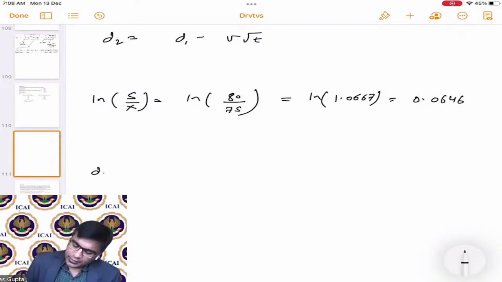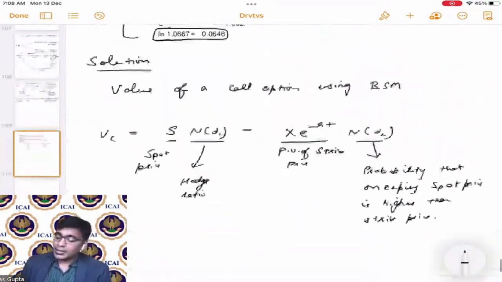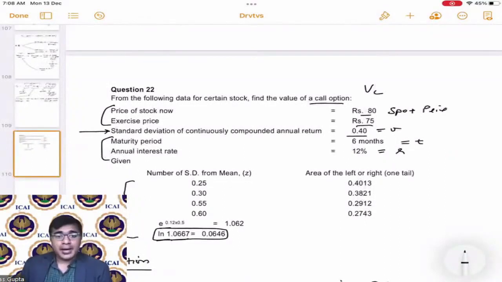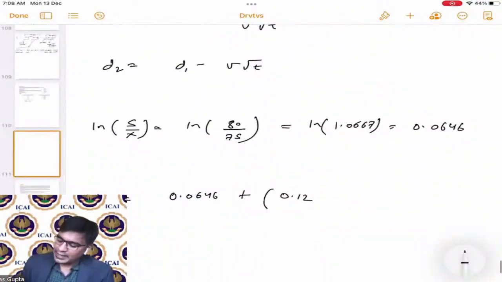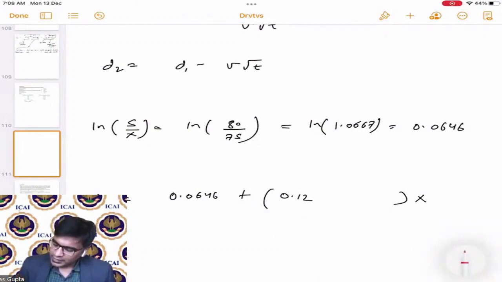Now, the rest of the elements in D1 are very easy to put. So, first of all, D1 is equal to 0.0646, correct? This is the natural log, plus what is the R percentage? 0.12. Now, students, please note here we have to take the R percentage per annum, not multiplied with the period, because the period we are multiplying in the end here. So this 12% has to be the annual percentage per annum. Just make this point, otherwise there are chances of a mistake here.